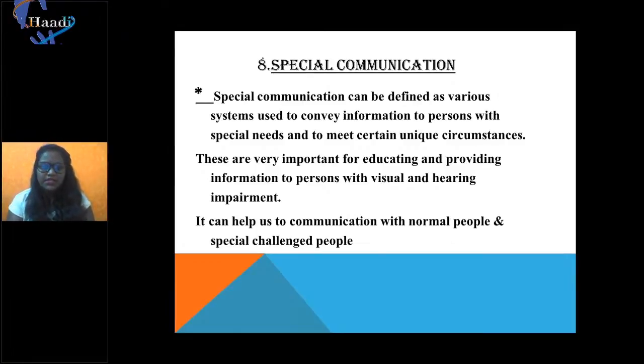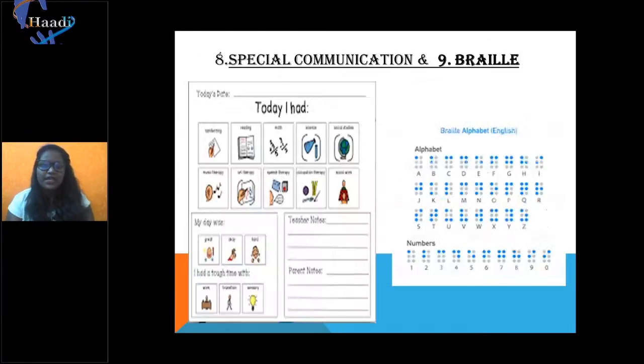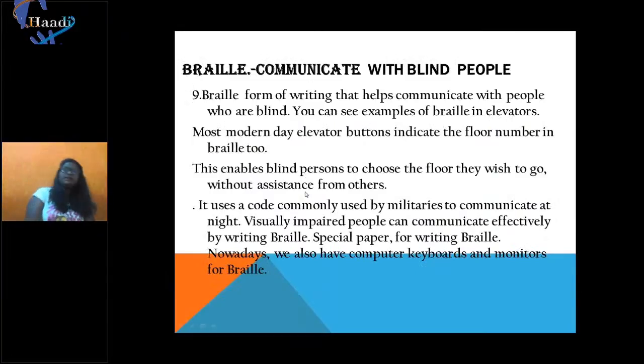So this image is here. The eighth one will be special communication. There are some notes to be given, or by music you can express. So for all the especially challenged people, there are some form or the other in which you can communicate with them. And the ninth one will be Braille communication.